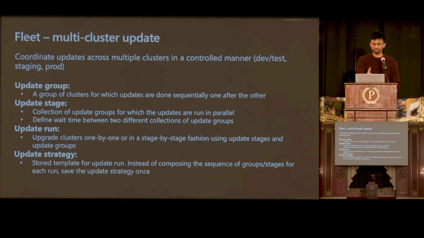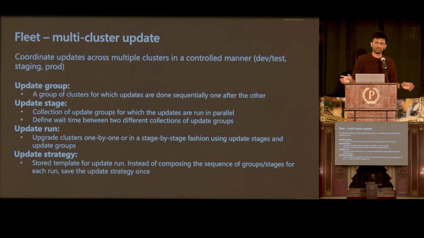Yeah. Fleet multi-cluster update, as we were speaking about it. There are a few concepts that we need to be aware of: update group, update stage, update run, and update strategy. Nothing complex. We'll have a diagram and a demo as well in a minute. An update group is simply a group of clusters for whom the upgrades are done sequentially, one after the other. An update stage is a collection of groups, where the upgrades are happening in parallel. And within a stage, you can define a wait time between the stages. So let's say you have a staging stage and a prod stage. You can say that after staging is done, wait for a day or two. It gives you time to monitor that everything is fine, and then move on to prod.